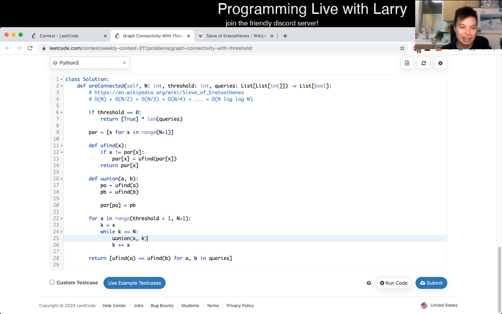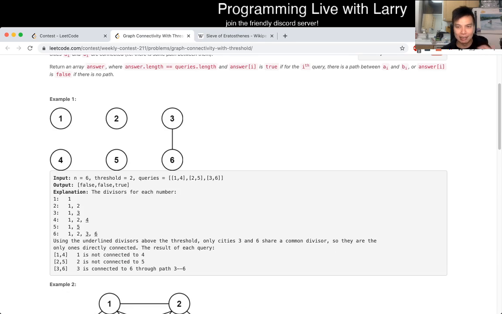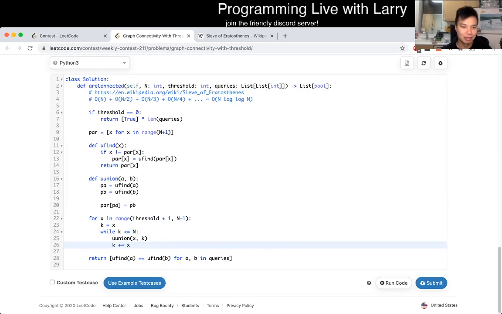Once you do this, for this problem we have a threshold. What does that mean? Let's say the threshold is 3, so you only care about numbers that are 3 and higher. Well, that means all the even numbers are no longer connected, right? So from that idea, we start x from the threshold plus 1, because it's strictly greater than.